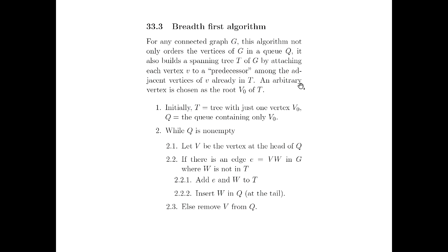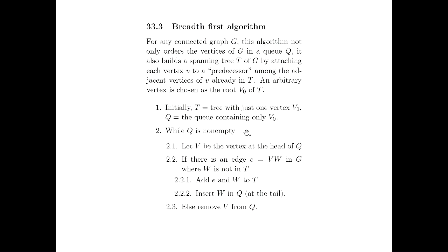So, what does this mean? I'm going to show you this, and then I'm going to show you an example, and then I'm going to show you this again. So we begin with T being the tree with just one vertex V0, which we have chosen to be the root of our spanning tree of this graph. And so there's two bits to this algorithm, two things we're building. T is a tree, Q is a queue, right? Capital Q is a queue. And so we add V0, our root vertex, to our queue.